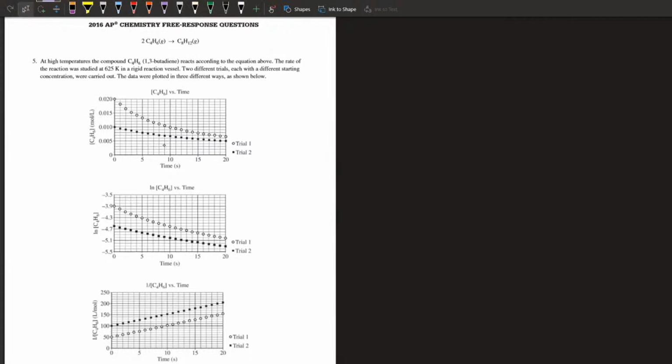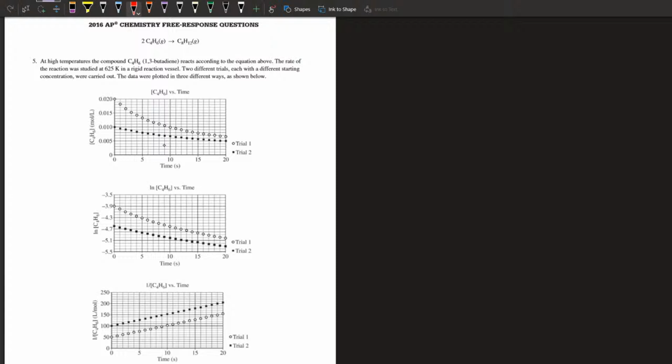At high temperatures, the compound C4H6 reacts according to the equation above. The rate of the reaction was studied at 625 Kelvin in a rigid reaction vessel. 2 different trials, each with a different starting concentration, were carried out. The data were plotted in 3 different ways as shown.